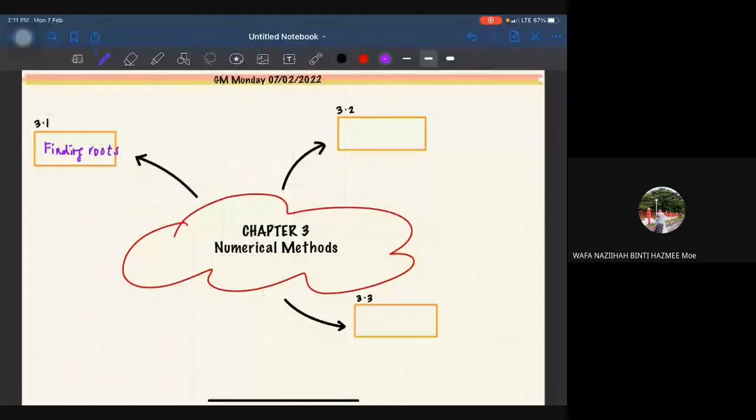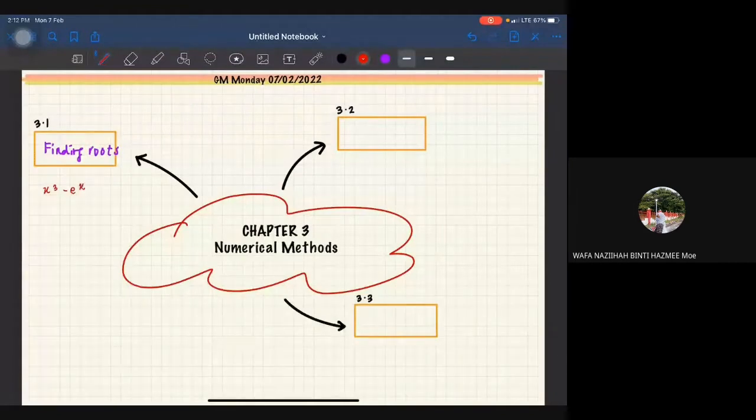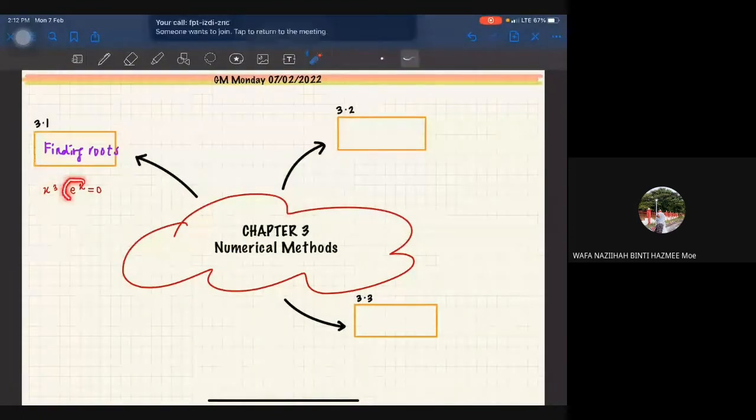Okay, so there are certain functions. For example, I give an example of a function. Okay, so let's say we have x cubed minus e to the power of x equal to 0. So for example a function like this. So now we have a polynomial and then here we have an exponential function.